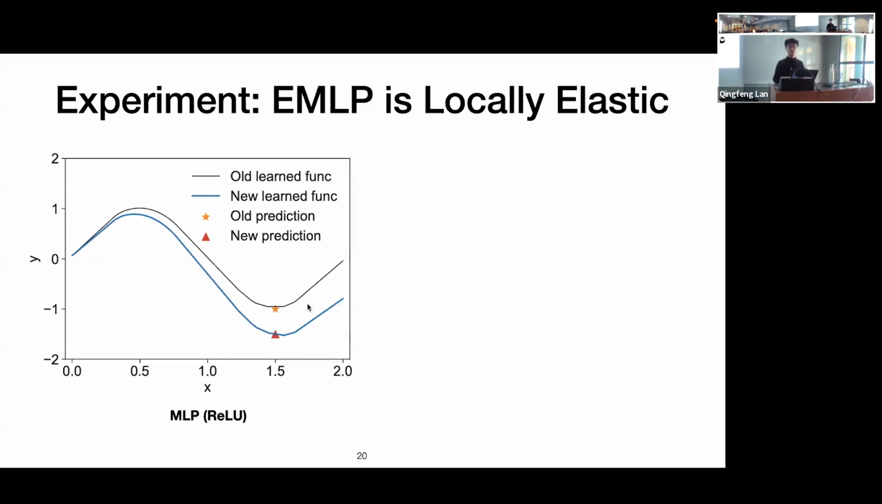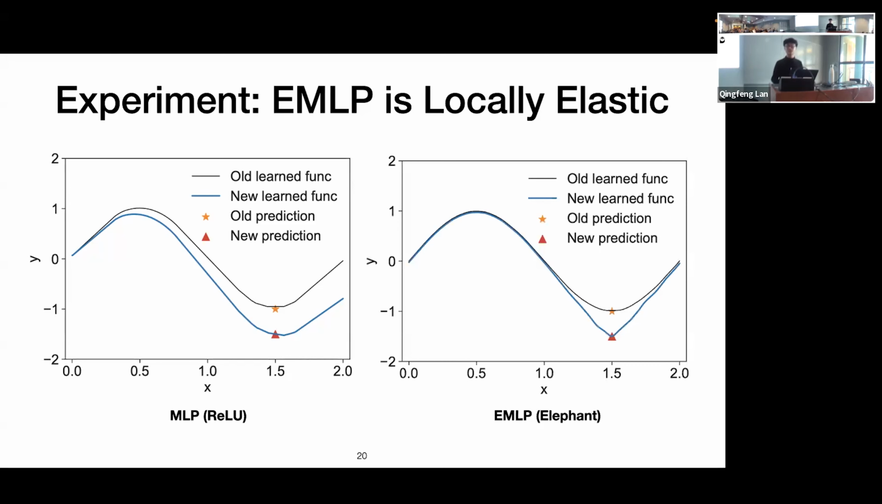However, the function values for other parts of the input domain are also significantly changed. That's not what we want, because it causes forgetting. And for ENLP, there's no such issue. We can still correct the old prediction towards the new prediction. And more importantly, the function values for other parts remain basically the same. The change of the function is constrained to a local area around the point 1.5.